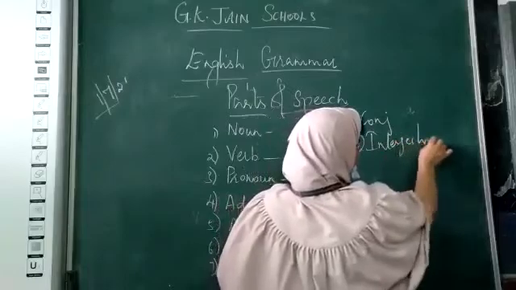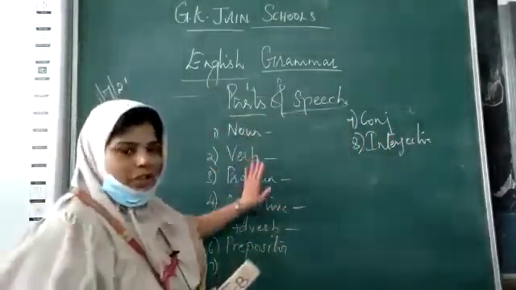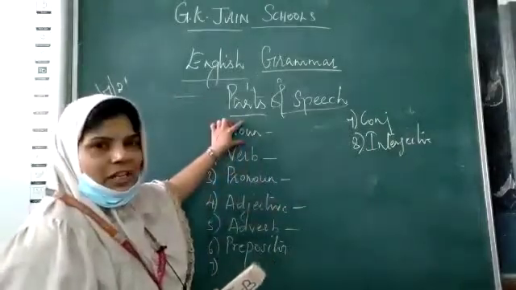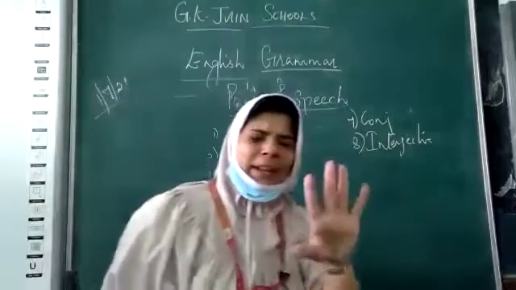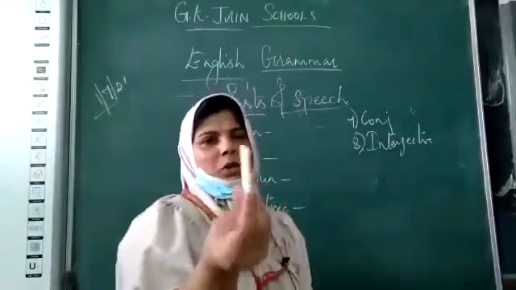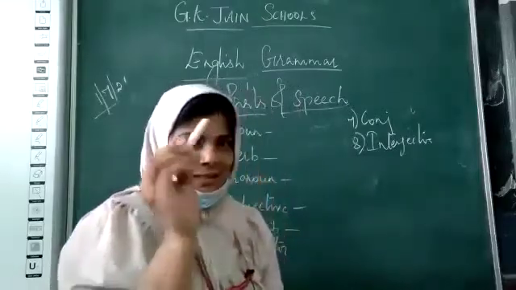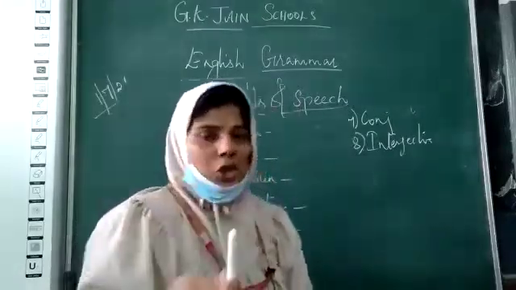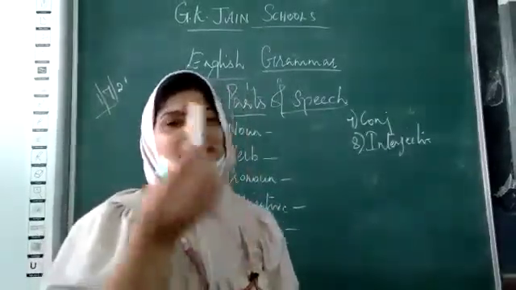Now let us have a look at what each are. Coming on to the first one, noun. What is a noun? When you name anything around you. For example, I am showing you all a chalk. I have named this thing as a chalk. This is a thing and I have named it as a chalk. It is a noun. What have I done? I have named it, so it is a noun.